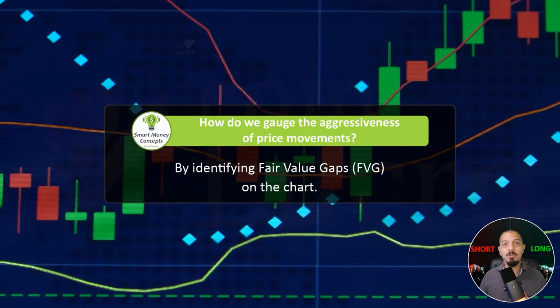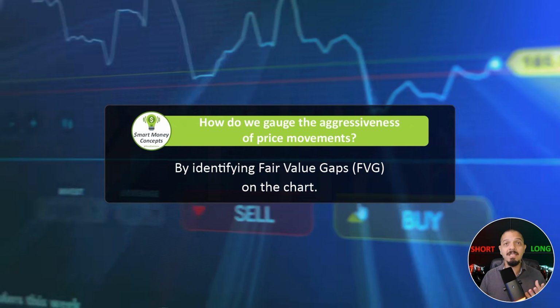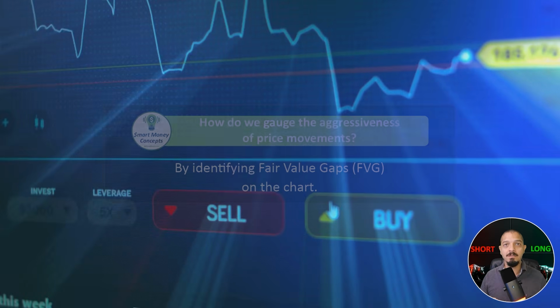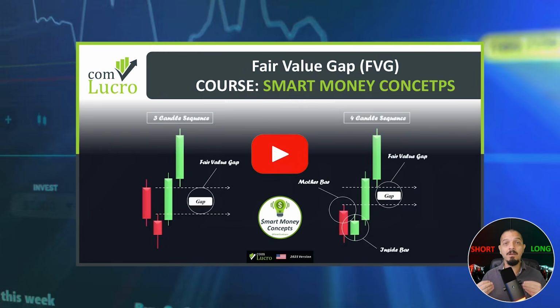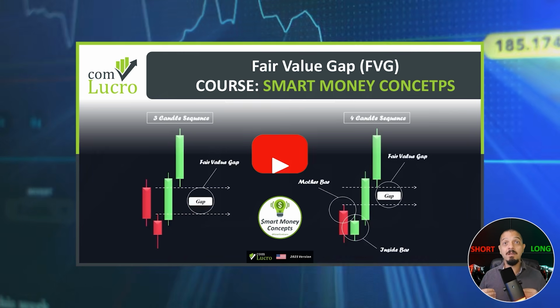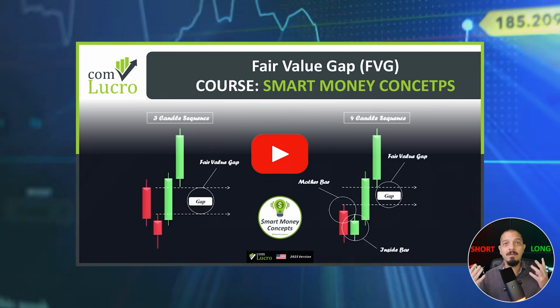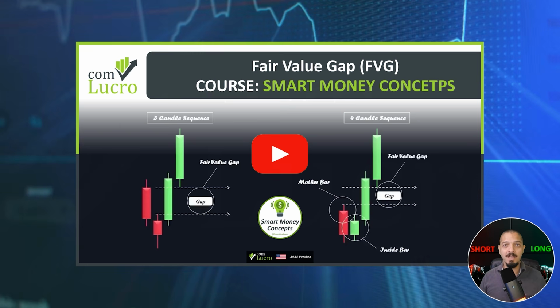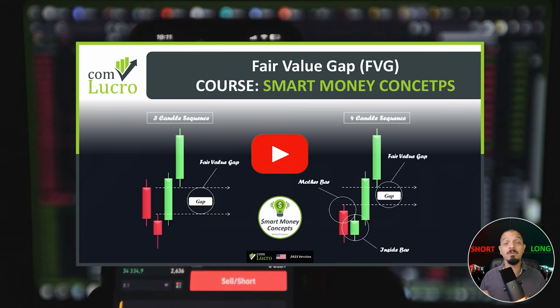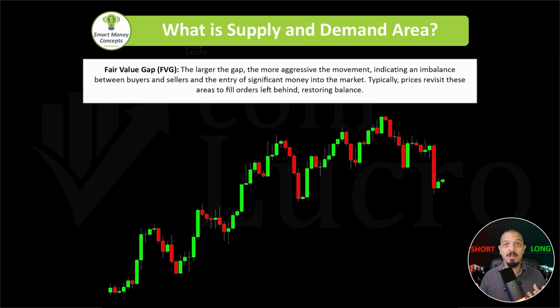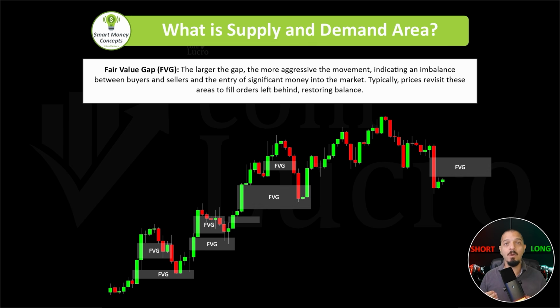So how do we gauge the aggressiveness of price movements? By identifying fair value gaps on the chart. We won't go into detail here on how to perfectly identify a fair value gap of 3 or 4 candles, as we have a specific and detailed video on this topic. I invite you to watch that video for a deeper understanding. Continuing on, the larger the gap, the more aggressive the movement, indicating an imbalance between buyers and sellers and the entry of significant money into the market. Typically, prices revisit these areas to fill orders left behind, restoring balance.